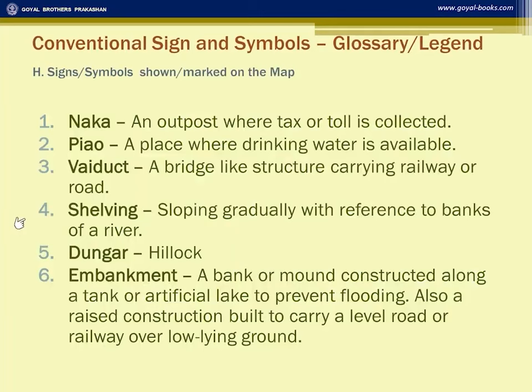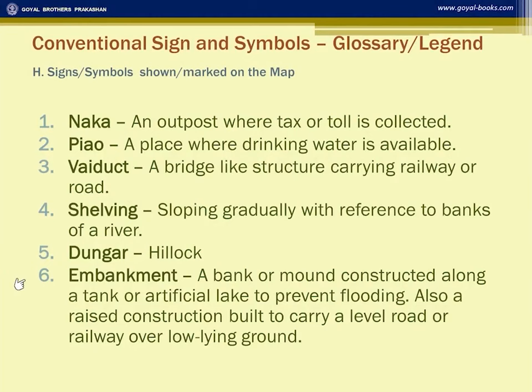Sometimes you can see these words on the survey sheet as they are given. You should know that they are just to be identified. Naka is an outpost where tax or toll is collected. Pyao is a place where drinking water is available. Viaduct is a bridge-like structure carrying a railway or road. Shelving is sloping gradually with reference to the banks of a river. Dungar means a hillock.